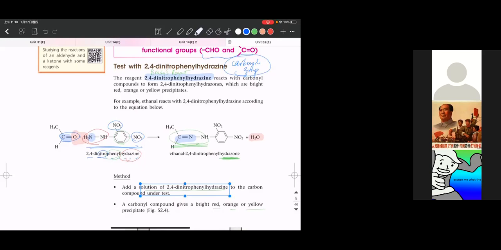So the chemical we call that ethanal 2,4-dinitrophenylhydrazone. Which means that if you are asked to name the product, you give the original chemical name and merge it with 2,4-dinitrophenylhydrazine. I change the word from hydrazine to hydrazone. And that is the answer.